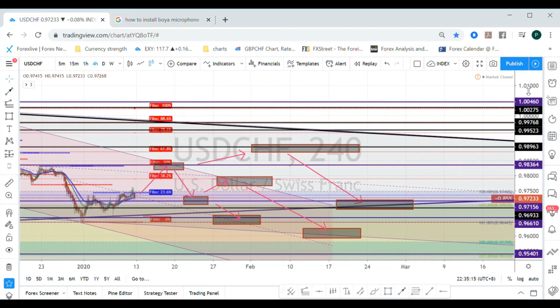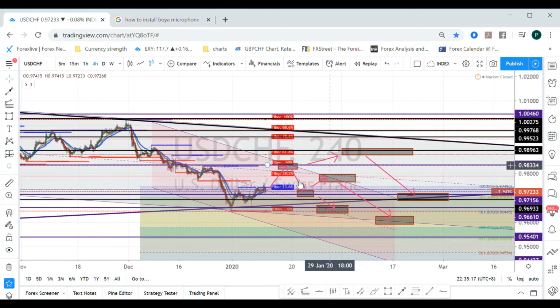So you can see here, this is how it looks. Either it makes a 1-2-3 cycle, and then 1-2-3 or 2 cycle down, zigzag, or straight over here and come up. And so for the long term, I'm looking at 0.95.